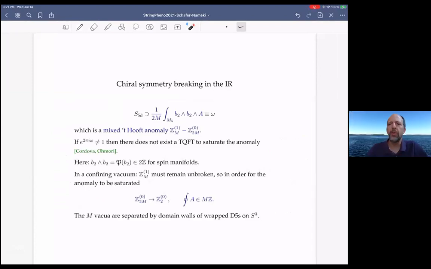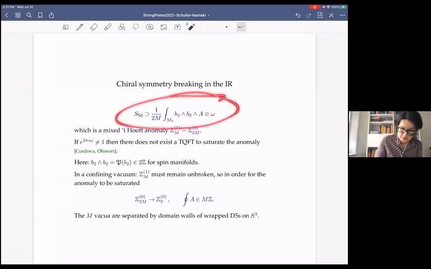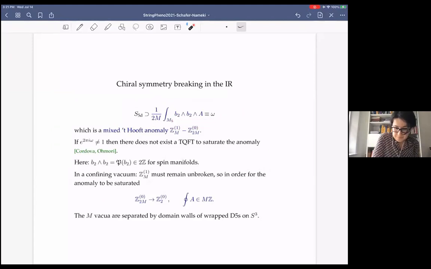There's also a coupling in the 5-dimensional supergravity, which is B2 B2 A. B2 is the NS fluctuations, but this also we should think of in terms of the background fields for the one-form symmetry. And A was the background for the chiral symmetry, the zero-form symmetry. So this term is really a mixed 't Hooft anomaly between the one-form symmetry and the zero-form chiral symmetry.